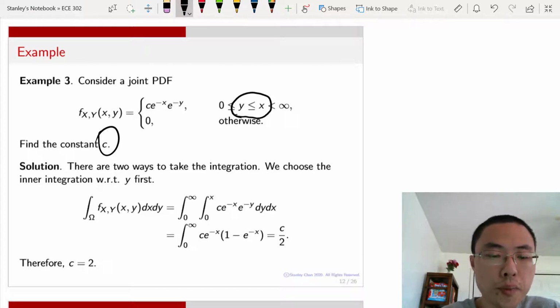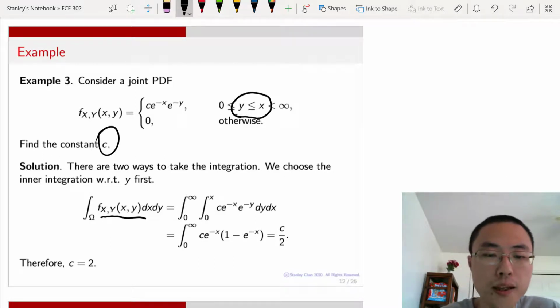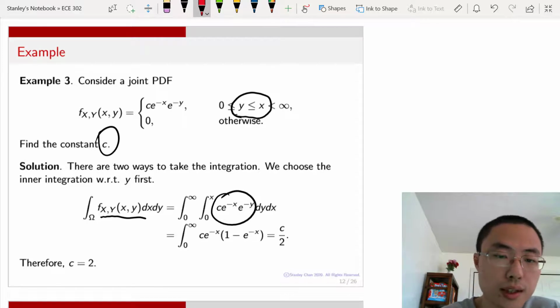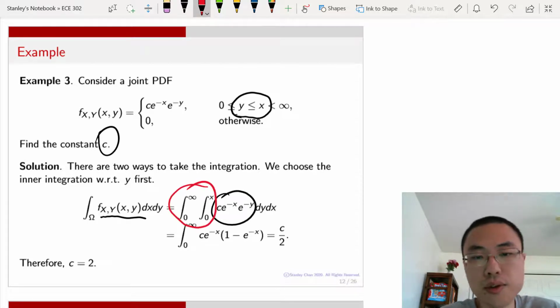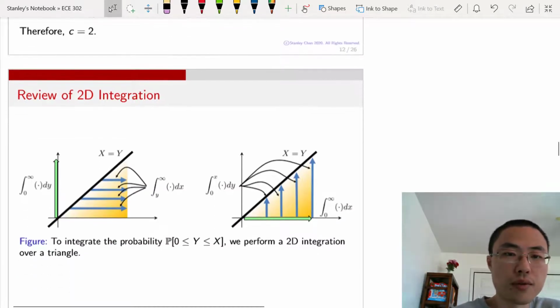First of all, I know that to find this constant c, I need to integrate the entire PDF, and that has to equal 1. So I plug this in, and I will be able to write down my equation. The tricky thing here, of course, would be the integration limits. And what are they? Okay, so let's see this diagram here.